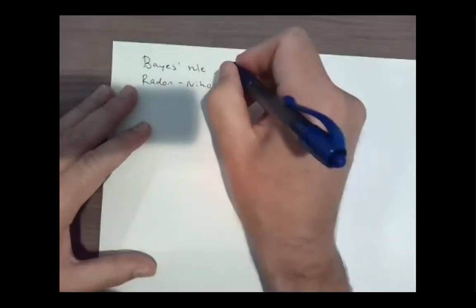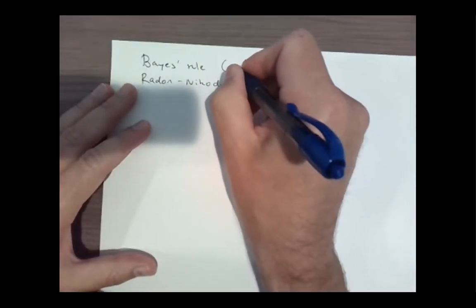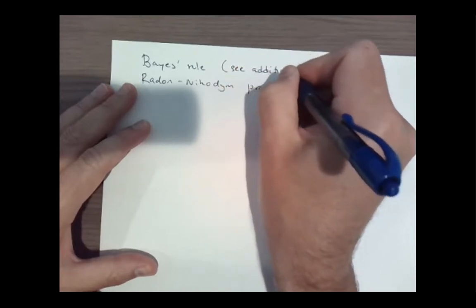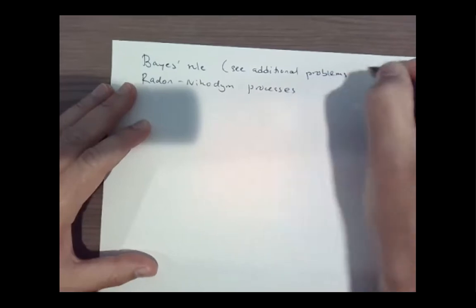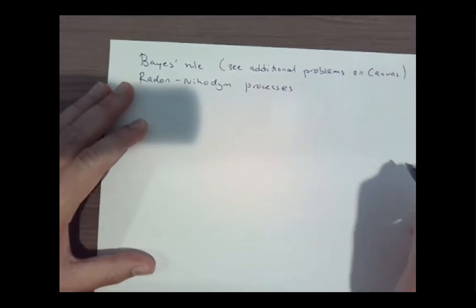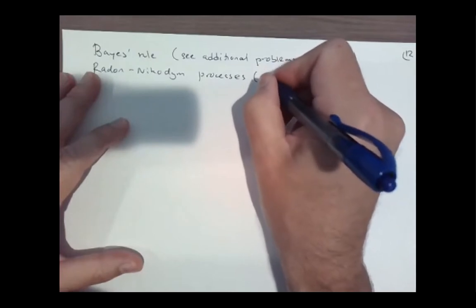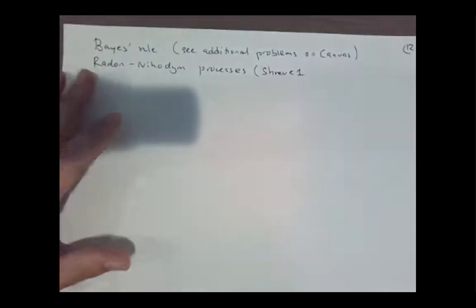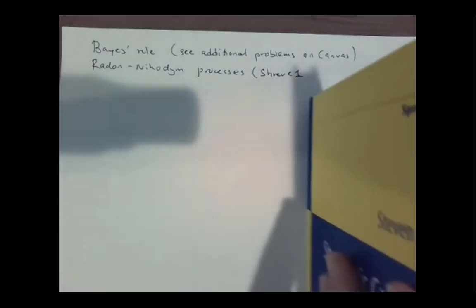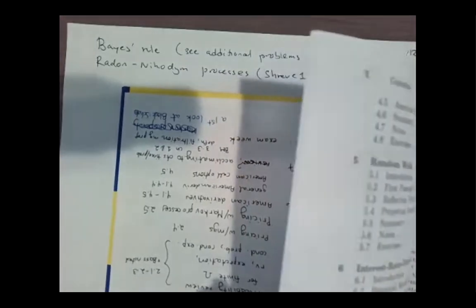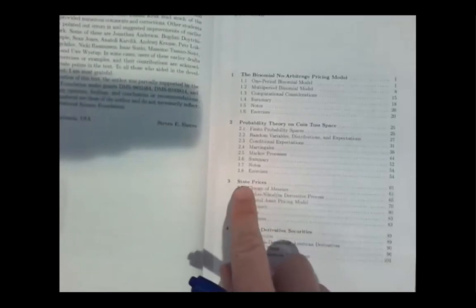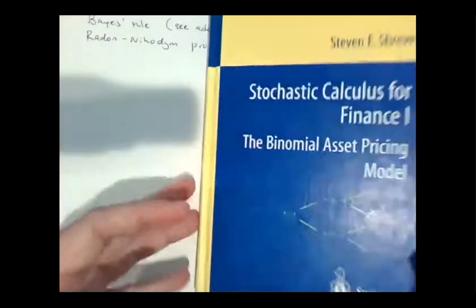So Bayes' rule, there are problems posted. See additional problems on Canvas. I'm going to do one of them in just a second. Radionuclide processes, this is 3.1. There are some pages in the thin textbook that we're going to be using. So we're down here in 3.1 and 3.2. Again, you can see the words state processes and state prices. They are often used. They're not quite the same, but related.